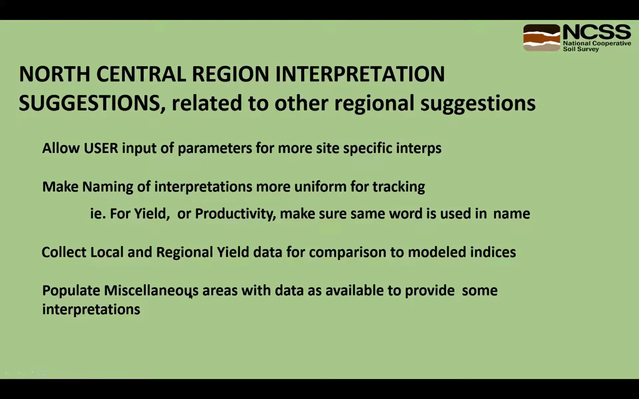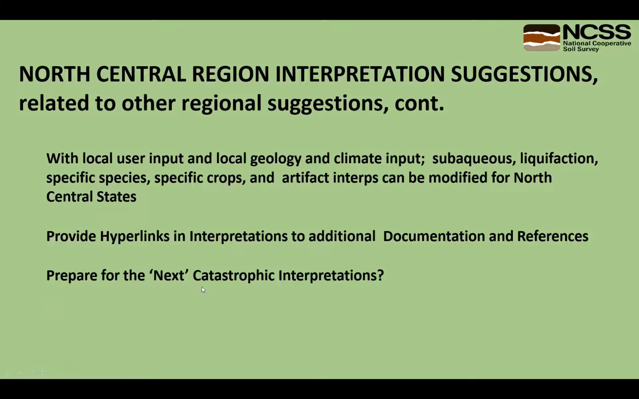Populate miscellaneous areas with data so we can actually have interpretations generate on that rather than having null information. Having some local user input with geology, climate, subaqueous type of things. Maybe we could modify some of those for the specific crops, artifacts for the North States as well. Providing hyperlinks in the interpretations so that way they can just have some additional documents and references on more about it.